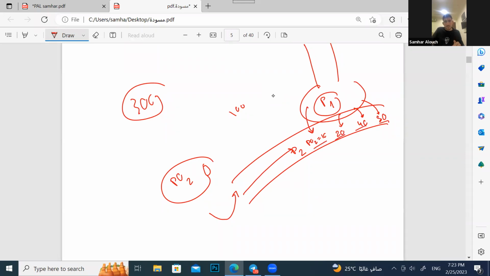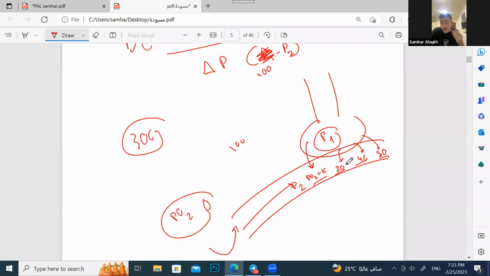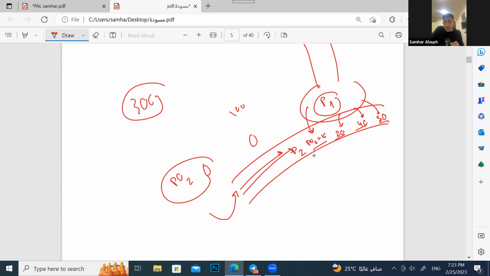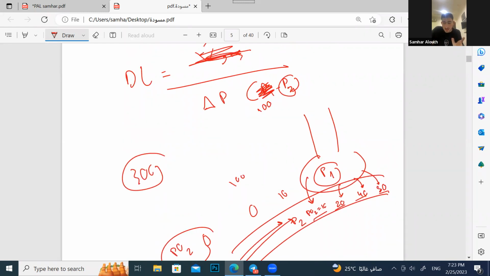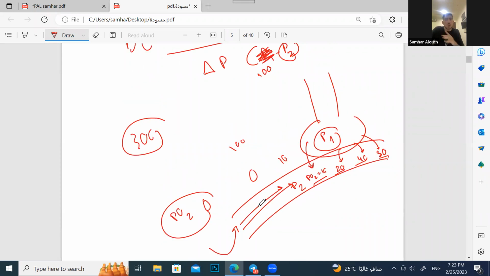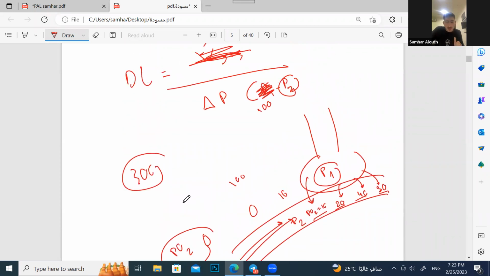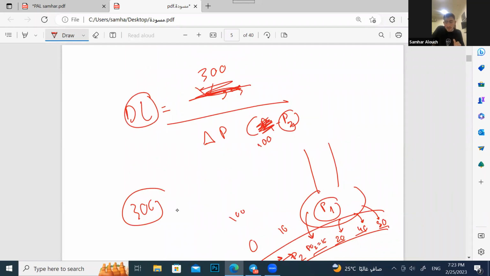Which number of these should I use? That's the problem with oxygen. We don't know which number we will use because once it enters, it's 0. Actually, it's not 0, it's another number. We will talk about it later, but let's say it's 0. Then it becomes 10, then 20, then 30, then 40, then 100. Which number should we put at P2? Which one is the oxygen pressure in the capillary? We don't know. That's why we can't calculate DL of oxygen using this equation simply, because we can't know P2.